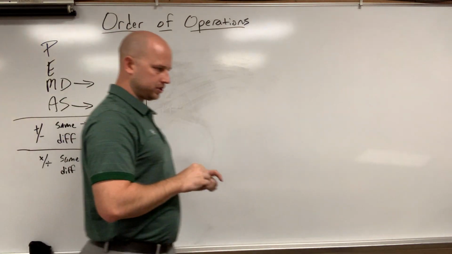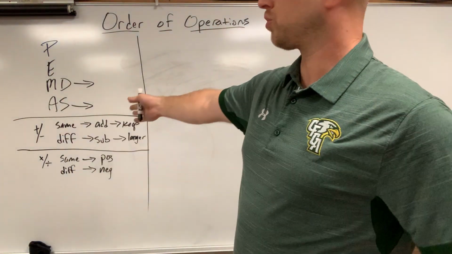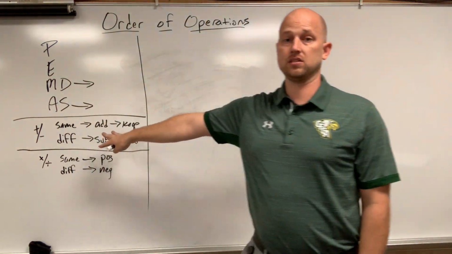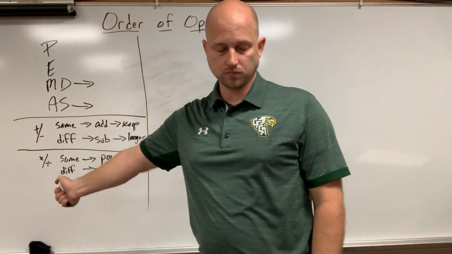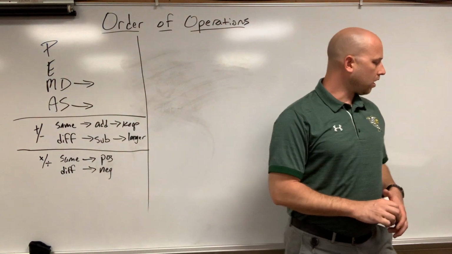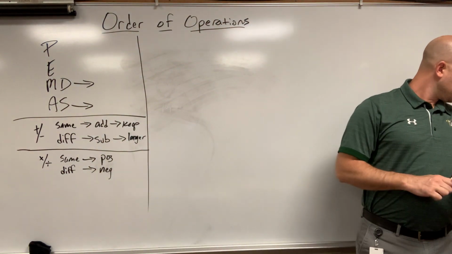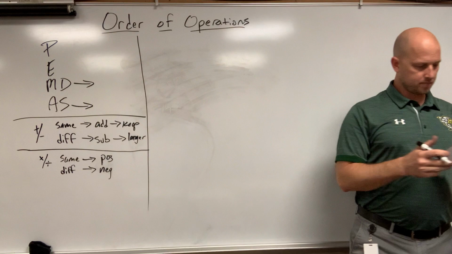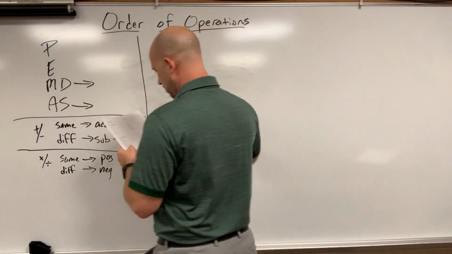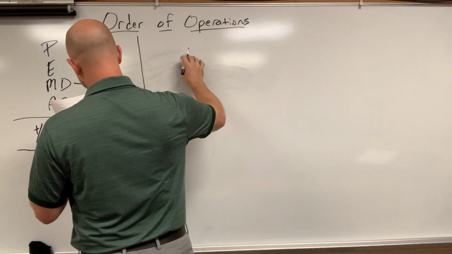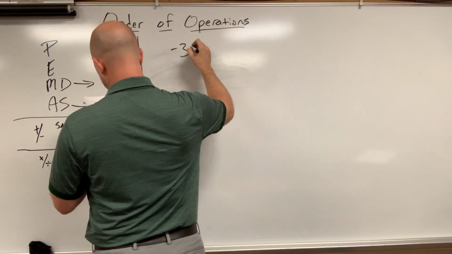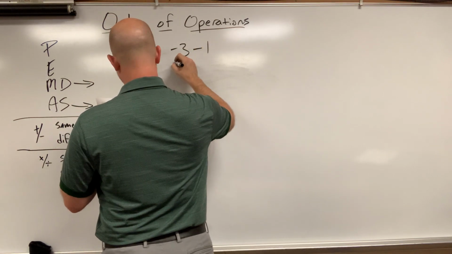Today we had the order of operations. These are the rules over here that we need to refer to as we're working out these different problems, these order of operations. All right, so let's start off with a problem here. I'm gonna kind of write down some examples that I've taken here. So let's go with -3 minus 1.